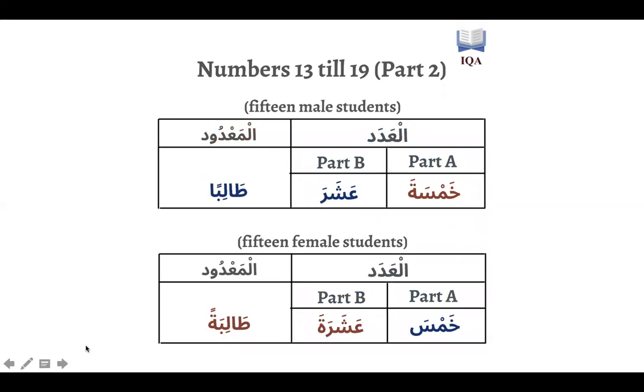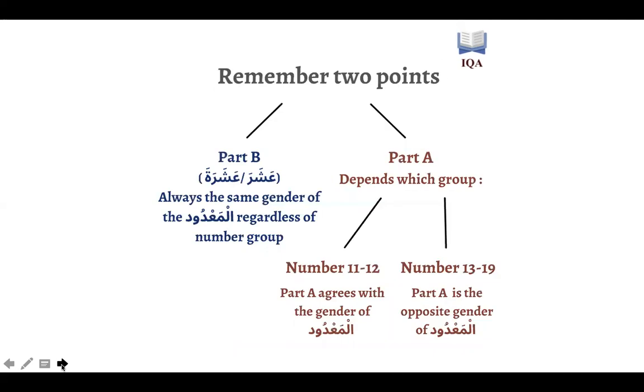So for some examples, here طالبا is masculine, so part A is going to be the opposite gender, خمسة with a ta marbuta, but part B is going to agree with it, عشرة. So خمسة عشرة طالبا. Here طالبة is feminine, so part A is going to be masculine, خمسة, but part B is going to agree with it, عشرة. So that is how numbers 13 to 19 function. Like I said, it's a bit tricky, but with the passage of time, it should become fairly clear. So this pretty much sums it all up.